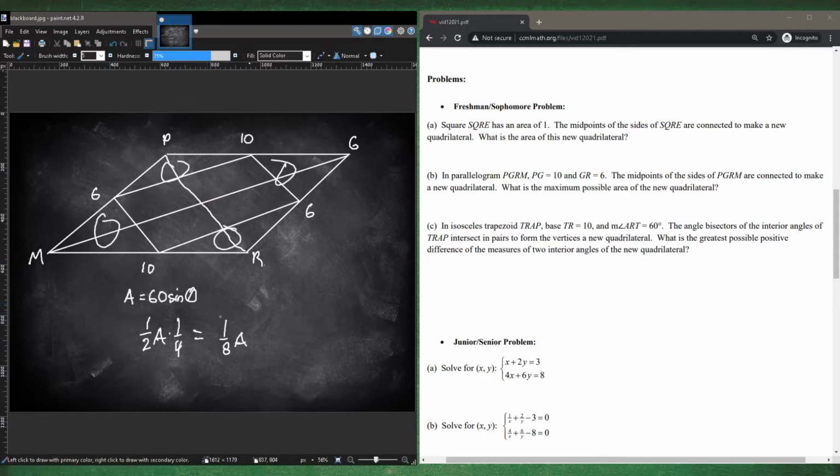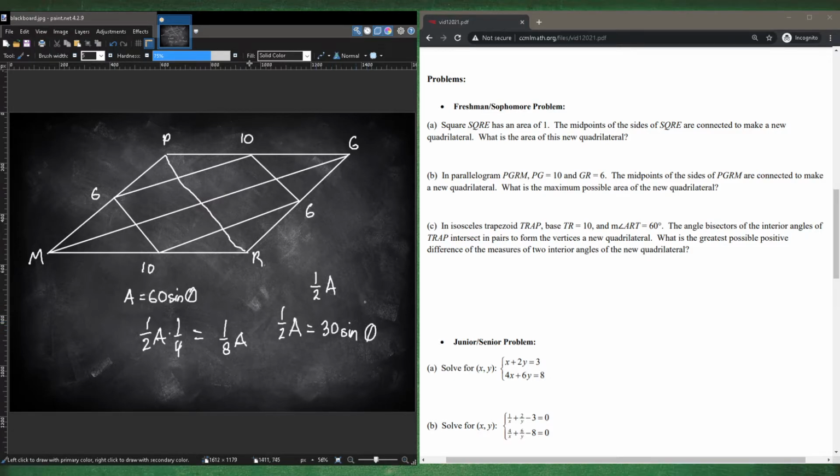So that means, since there's 4 of them, the total area of our triangles is going to be 1 half A. So 1 A minus 1 half A is 1 half A. So that will be the area of our quadrilateral. So half of 60 sine of theta is 30 sine of theta. And now we just need to optimize this to get our maximum possible area.